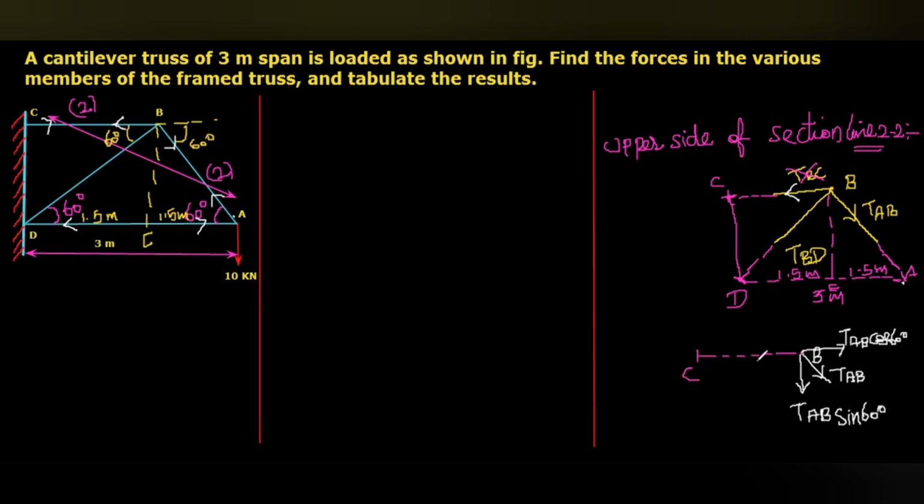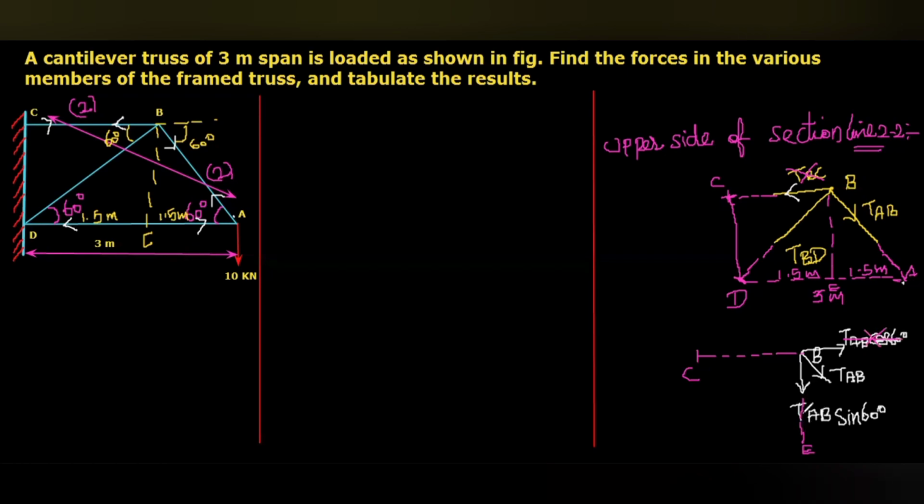Actually, here you can see the point C is here. Or we can take CB. So this TAB cos 60 passes through the point C, and it will act in this direction. So the moment made by that one, we are going to eliminate. You understand? The moment made by TAB cos 60, we are not going to consider.